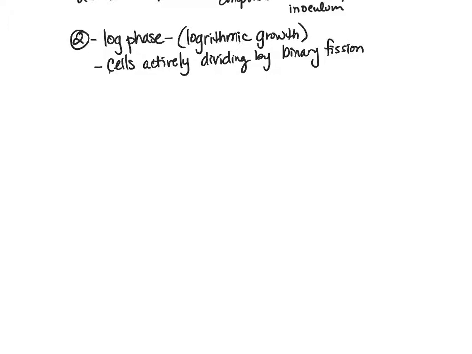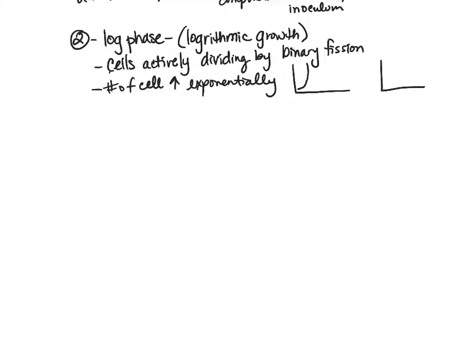So this is logarithmic, right? The number of cells increases exponentially. So it appears linear based on the graph and the way that we draw the graph, but really this is exponential because what we would be looking at is something that's more like this. But when we graph it the way that we graph it, it ends up looking something like this.